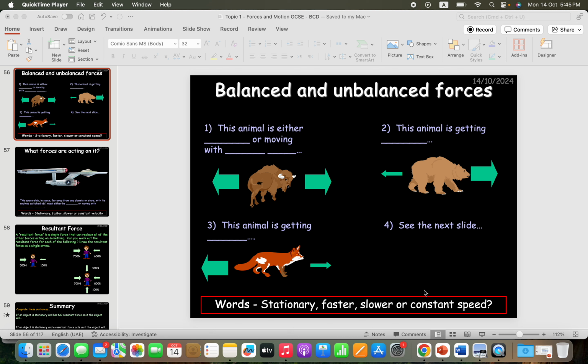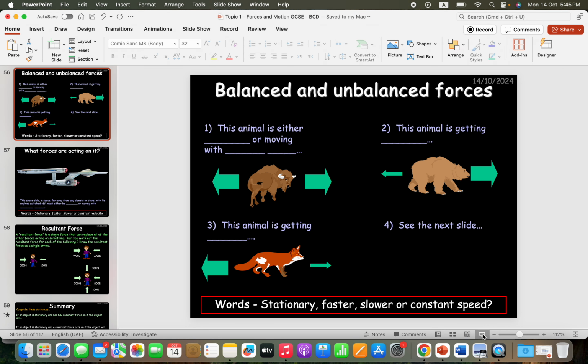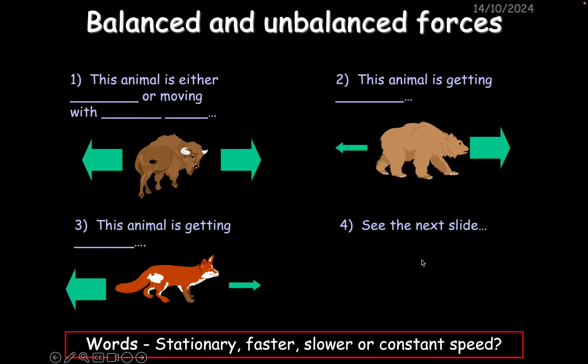Today I'm going to go through balanced and unbalanced forces, which is basically Newton's first two laws of motion. Here we've got situations where the animals are either stationary, moving with constant speed, or accelerating. In the first case, you can see the forward arrow is the same length as the backward arrow. That means it's moving, and because the forces are equal and opposite, it must be moving at constant speed.